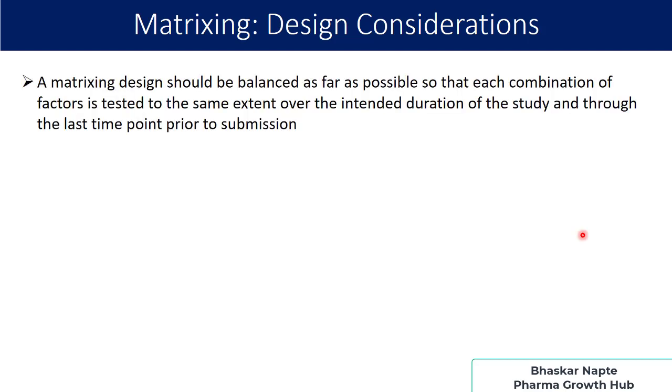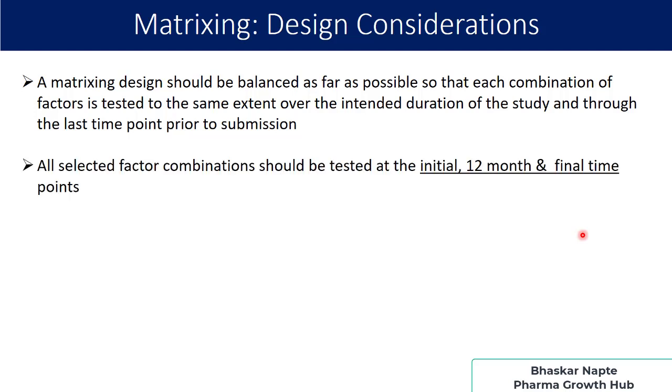A matrixing design should be balanced as far as possible so that each combination of factors is tested to the same extent over the extended duration of the study and through the last time point prior to submission. All the combinations, all the subsets should get the equal opportunities, and that is the purpose of having the meaningful matrix design in place, and we'll talk about this concept with suitable examples.